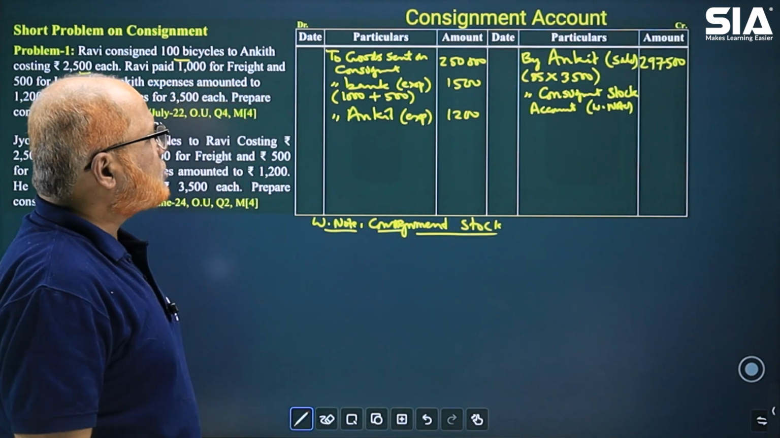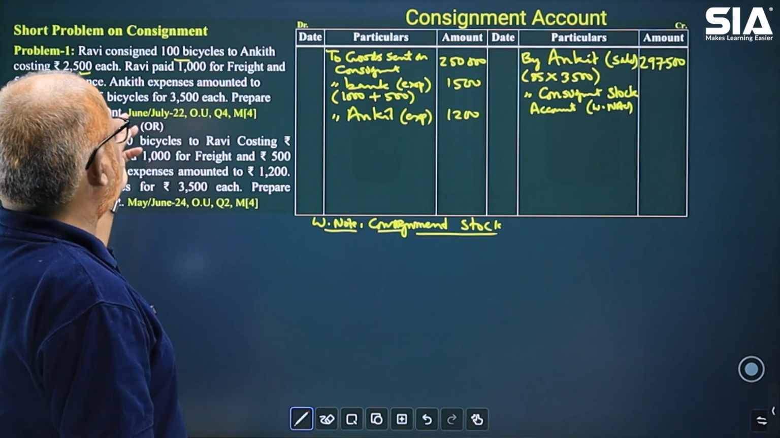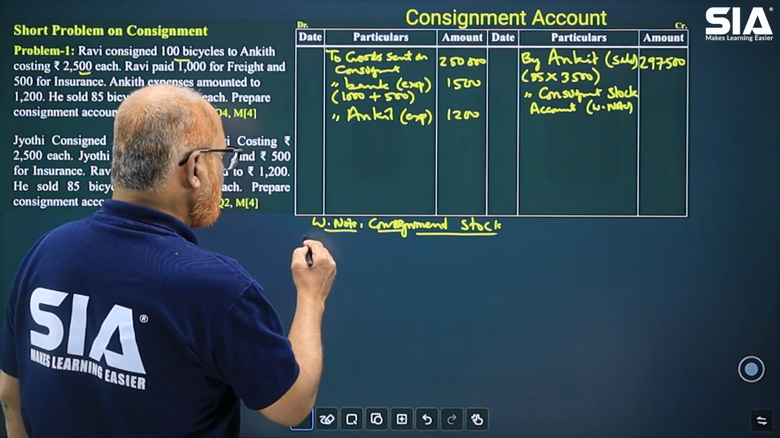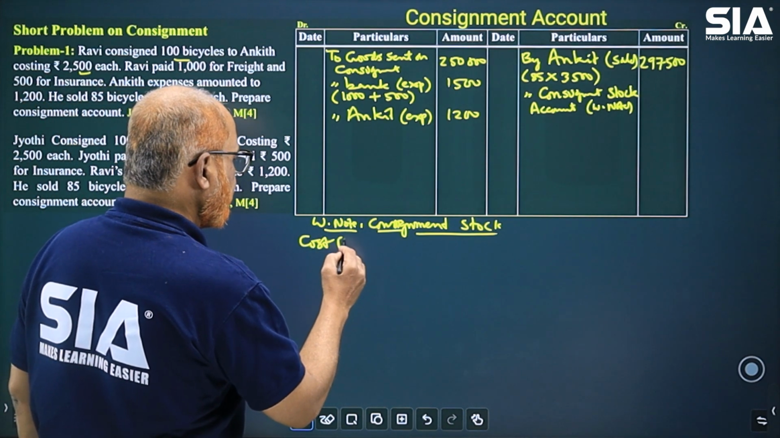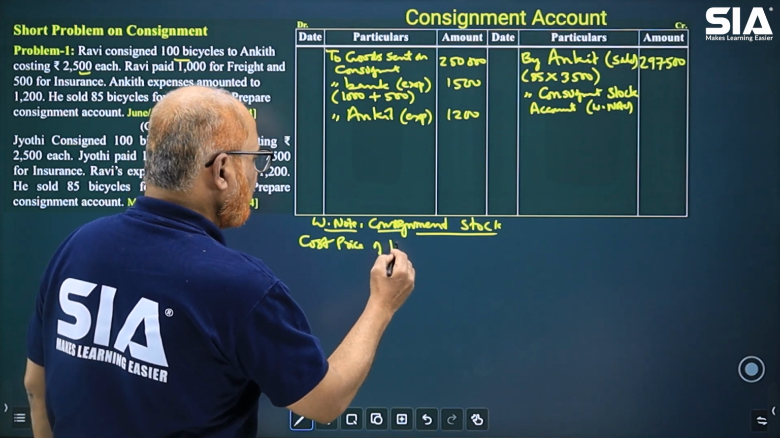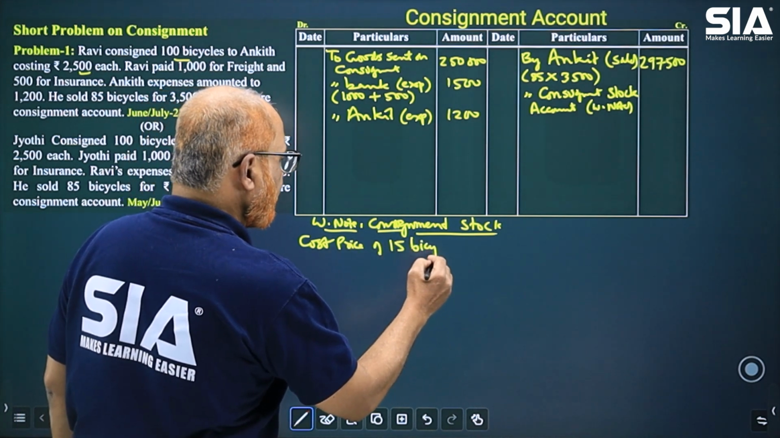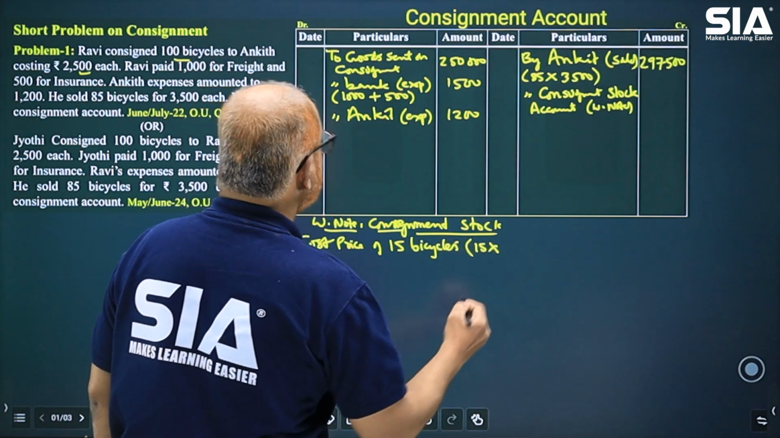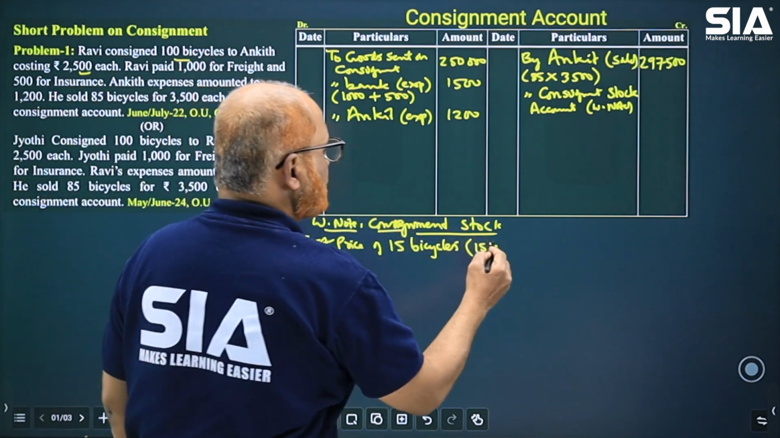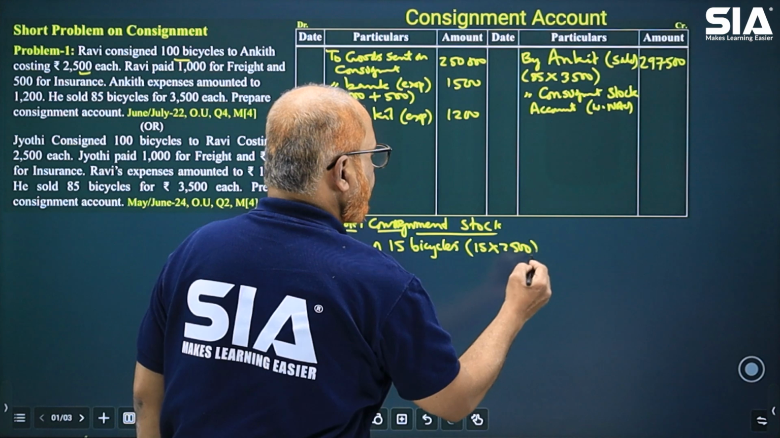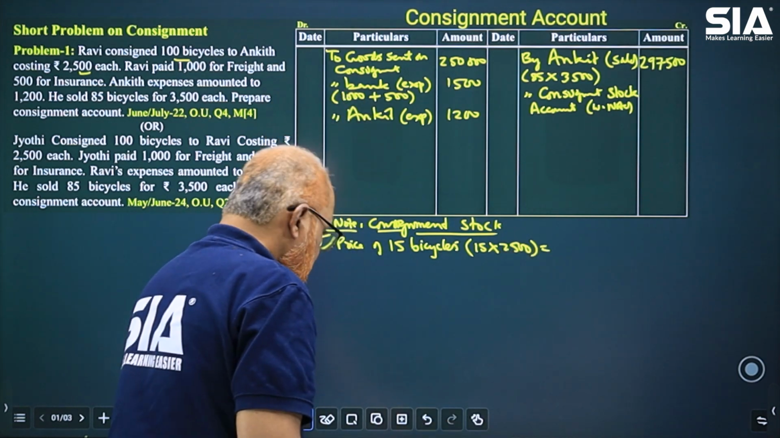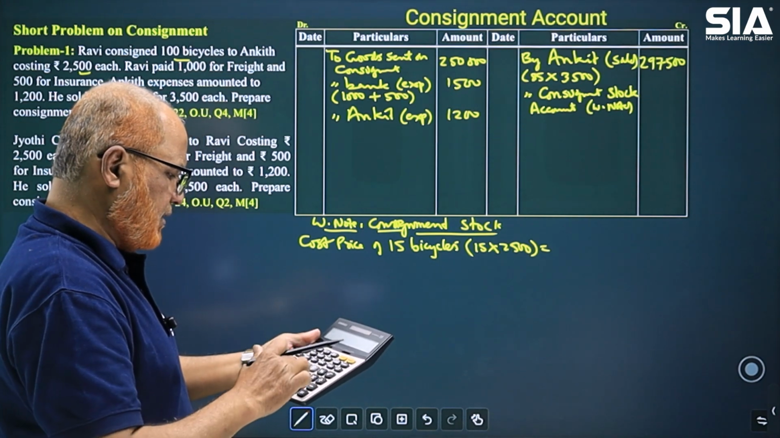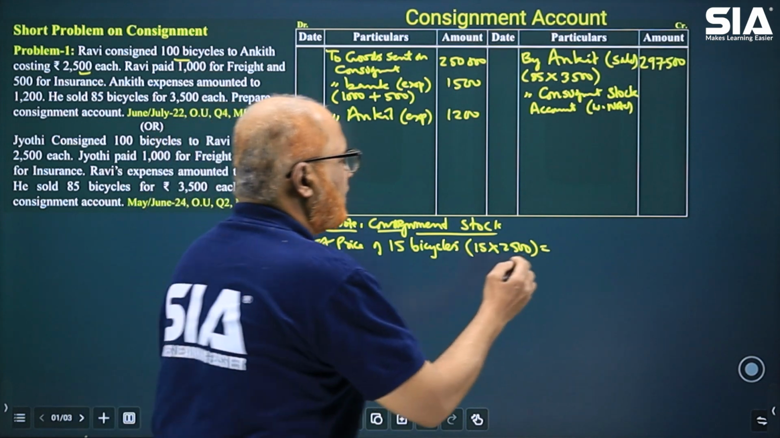How many bicycles were unsold? Out of 100 bicycles sent, 85 bicycles are sold. So 15 bicycles unsold. So I will take cost price of 15 bicycles. So each bicycle 15 into, what is the cost of each bicycle? Here it is given 2,500. So 2,500 into 15 comes to 37,500.